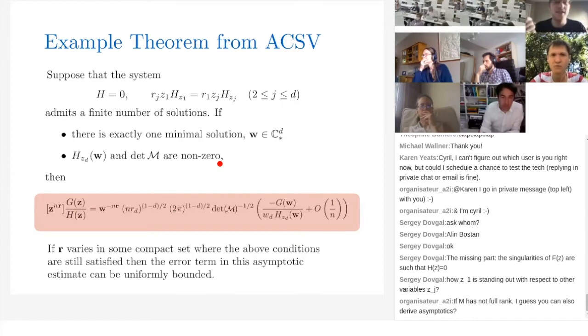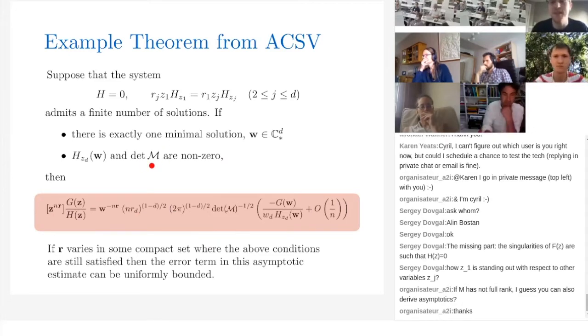So if the determinant is 0, you can still get asymptotic results, but it's a little bit messier because you have to deal with these multivariate degenerate saddle point integrals. But there are still techniques for dealing with it. But for instance, the behavior that I get here comes from a non-degenerate saddle point, which is why I'm assuming that this determinant is non-zero.